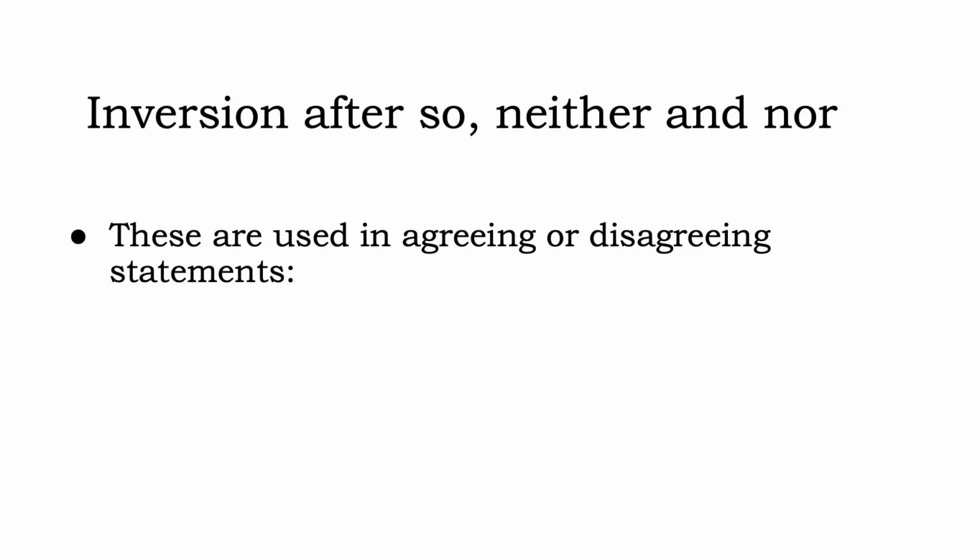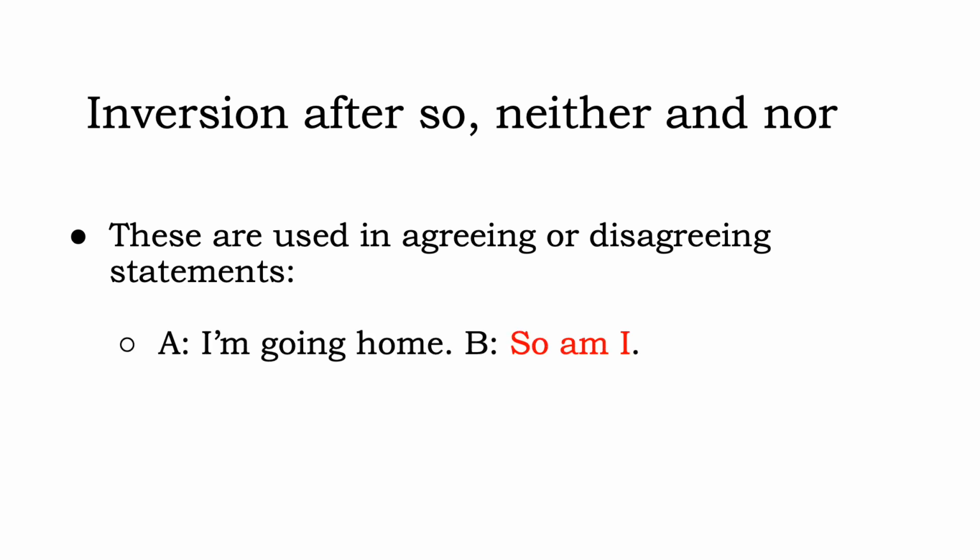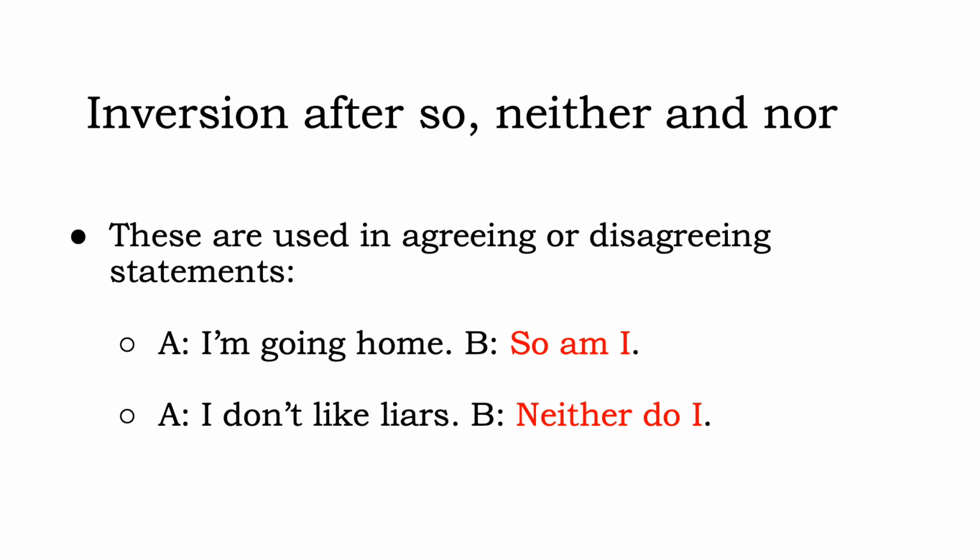And one of the last examples is inversion after so, neither, or nor, which is something that we can find in spoken language as well. We can usually use them in agreeing or disagreeing statements. For example, and you're probably going to recognize them, one person can say, I'm going home, and the other person says, so am I. So here there is inversion. And also when we use this in negative form, which is I do not like liars, the other person might say, neither do I.